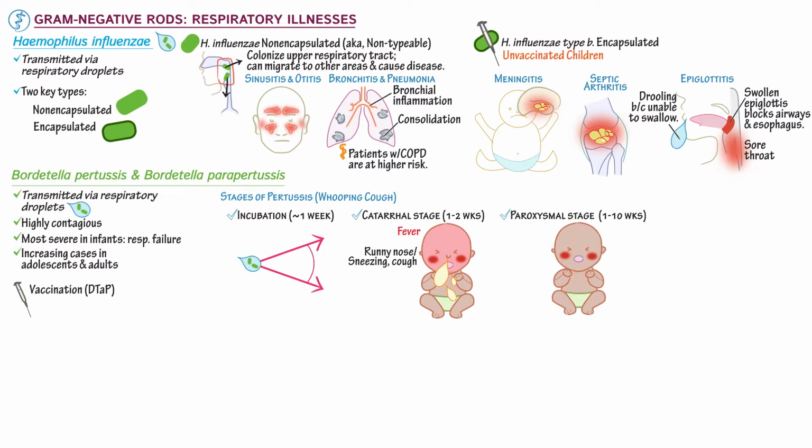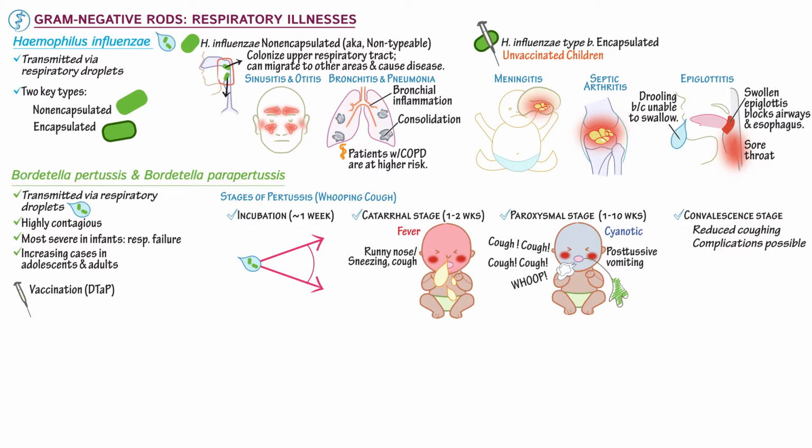Then show that the paroxysmal stage, which can last for several weeks, is characterized by episodes of forceful expirations, followed by a loud inspiration, the whoop of whooping cough. Because the fits are prolonged, oxygen levels can drop, leading to cyanosis, and indicate that post-pertussive vomiting can occur. Finally, indicate that the convalescent stage is characterized by reduced coughing. Complications are possible, including pneumonia and encephalopathy.